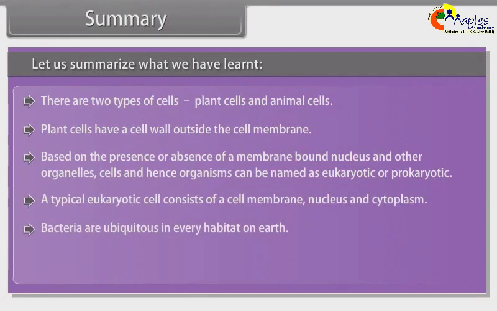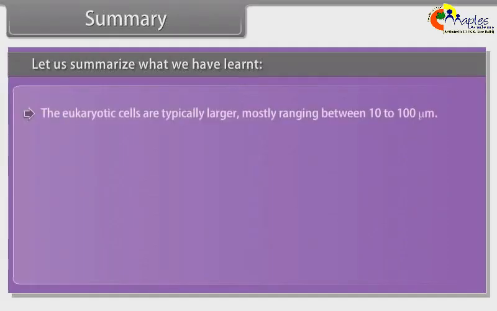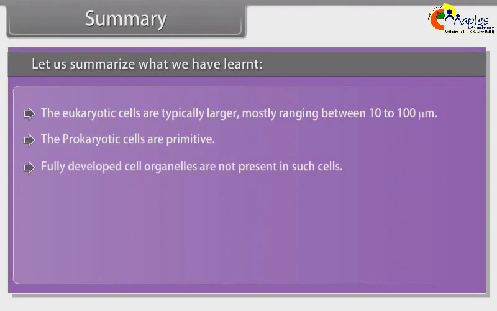Bacteria are ubiquitous in every habitat on Earth. Prokaryotic cells usually range between 1 to 10 micrometer. The eukaryotic cells are typically larger, mostly ranging between 10 to 100 micrometer. The prokaryotic cells are primitive. Fully developed cell organelles are not present in such cells.